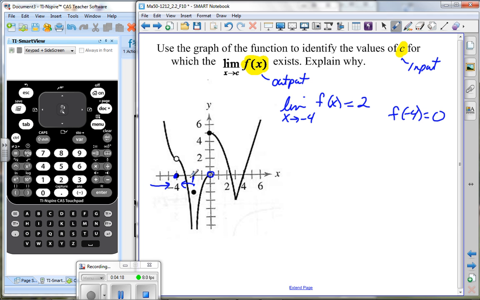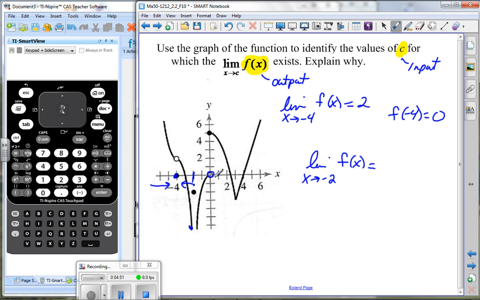Well, the other place that we have a problem is right here with -2. So let's look at this. The limit as the inputs approach -2. What's happening to the outputs? Well, as I come up to -2 from the less than -2 side, where are the outputs going? Negative infinity. That right there tells you what? The limit does not exist.